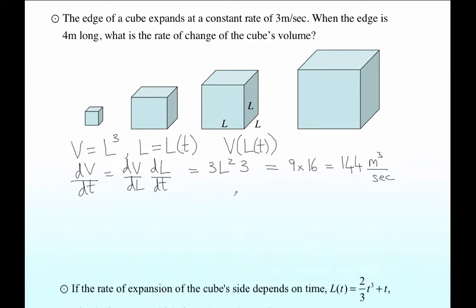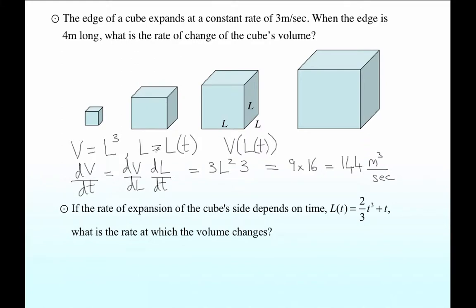Of course, we could have had a situation where the length was changing non-uniformly with respect to time. So here is a situation where the length is changing in this way, 2/3 t cubed plus t. Then we can find the rate at which the volume is changing with equal ease. We have dV by dL into dL by dt. That's 3L squared. We know how to differentiate L with respect to t. That will just give us 2t squared plus 1. And that's the final answer.